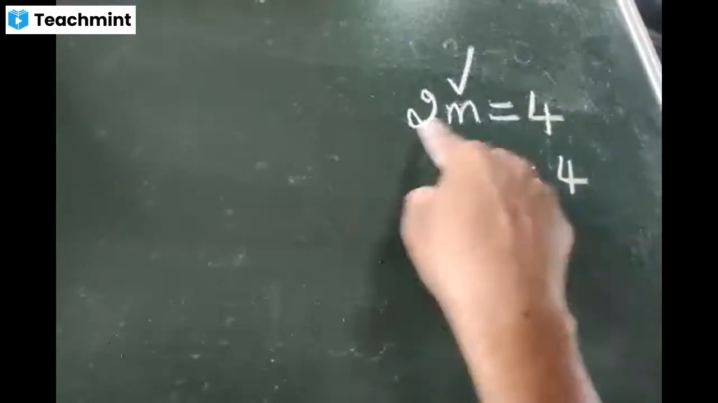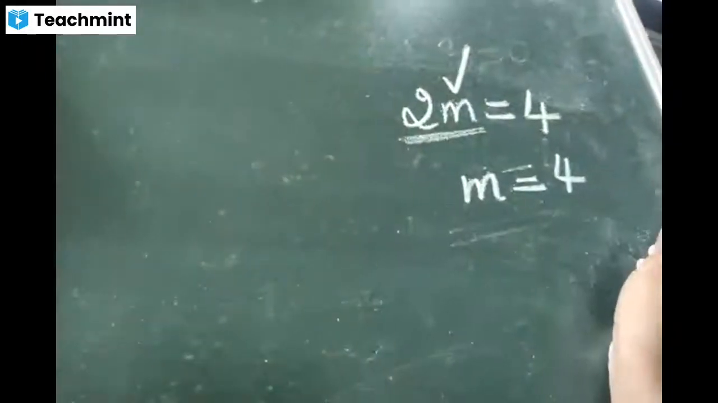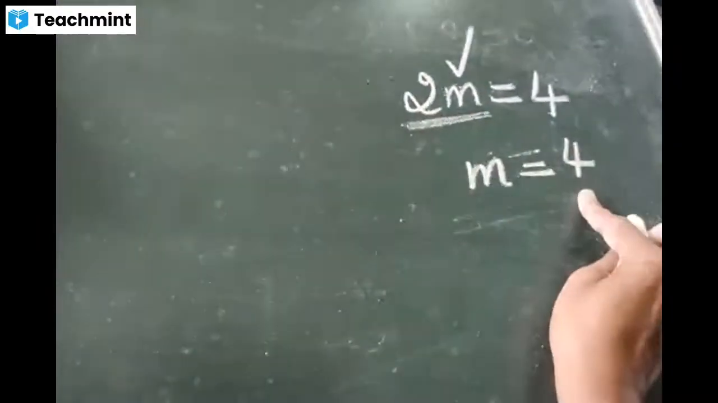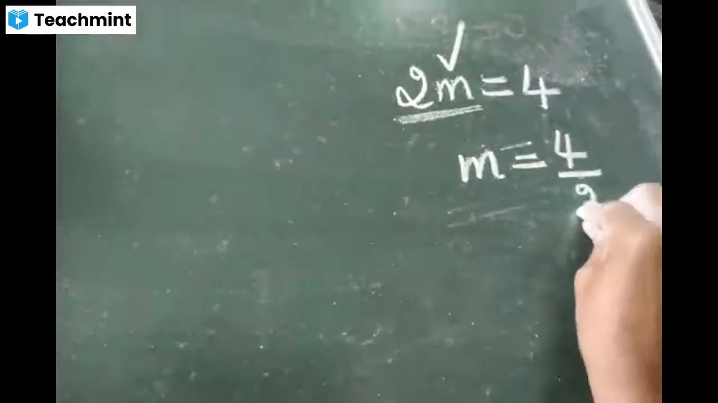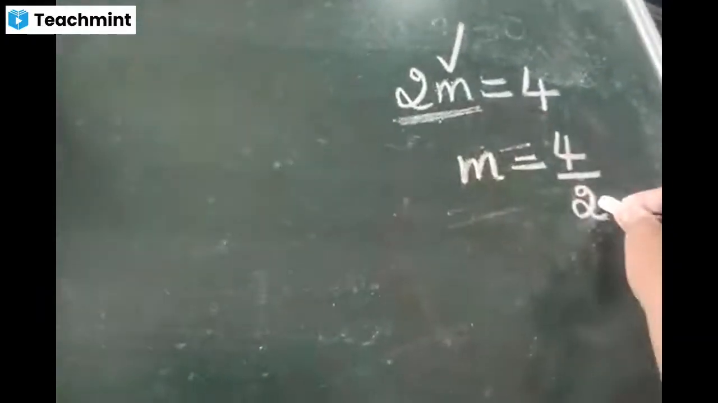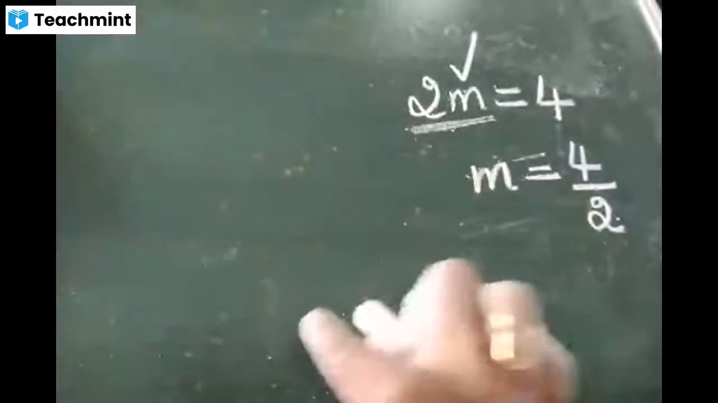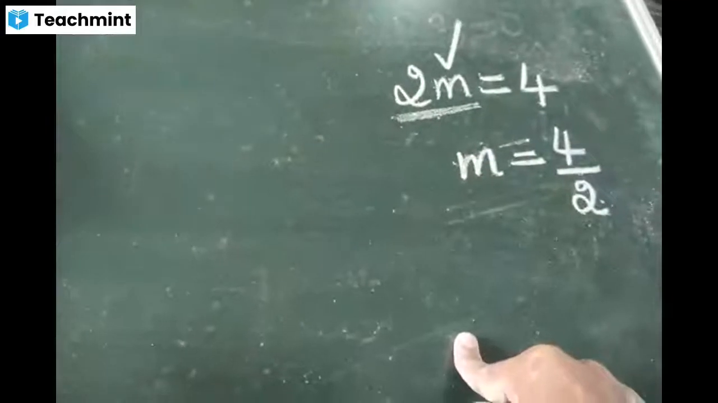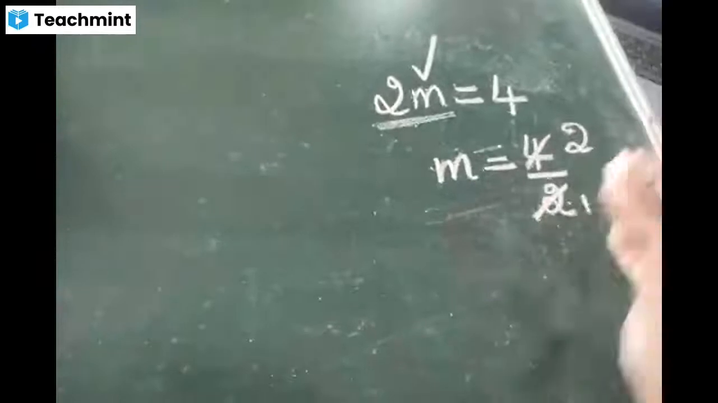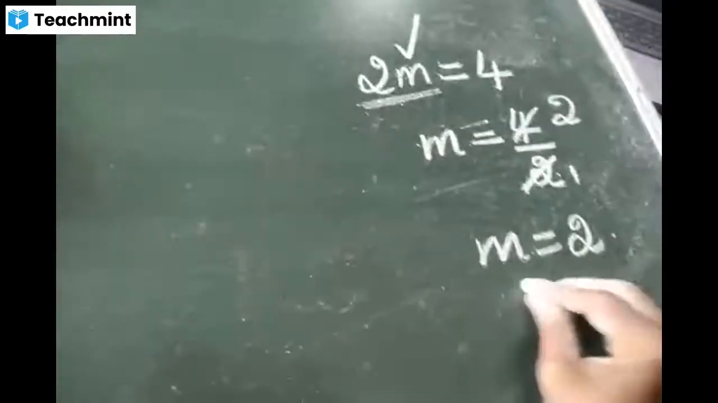Where will this 2 go? Here, see the left hand side. The operation here is multiplication, isn't it? So while it comes to the right hand side, that becomes division. Means it comes to the denominator. Multiplication becomes division, division becomes multiplication. Addition becomes subtraction, subtraction becomes addition. Remember those things, okay? Now we can cancel here. 2 ones are 2, 2 twos are 4. m is equal to 2.